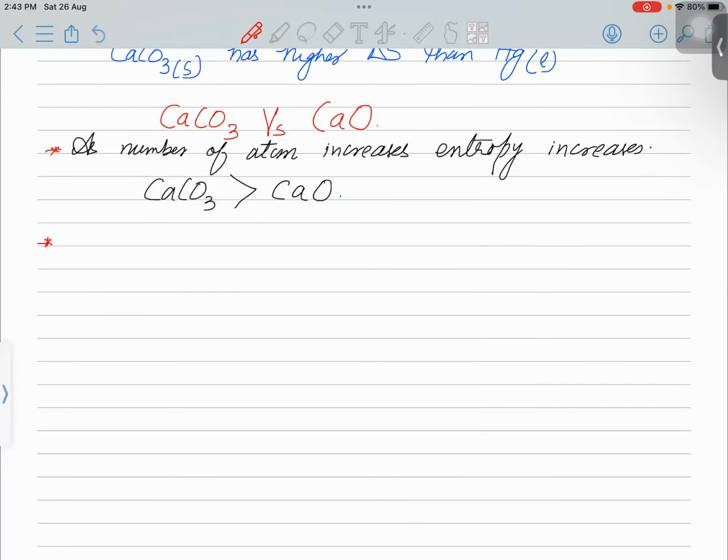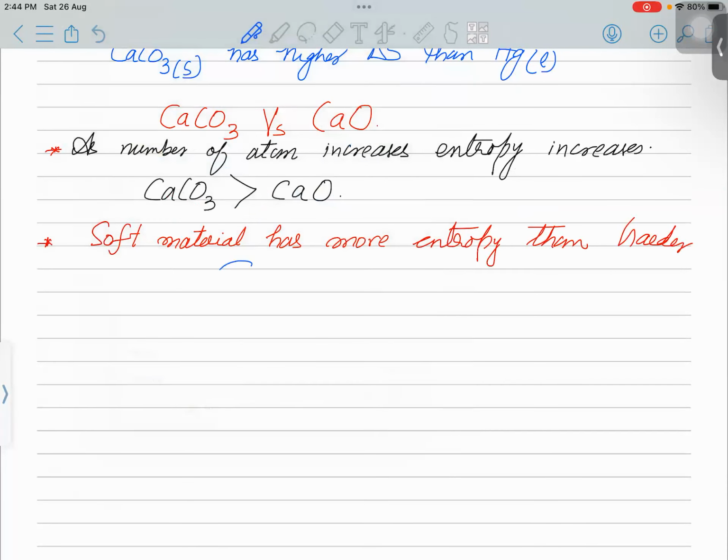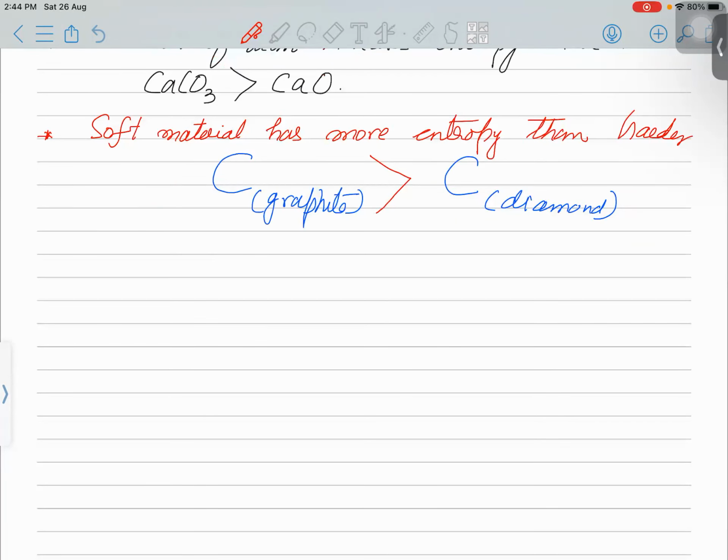Next point, soft material has more entropy than harder. For example, carbon graphite, carbon diamond. Which one has more entropy? Carbon graphite. Why? Because it's softer than diamond. Carbon diamond is the hardest material. Soft material has high entropy.